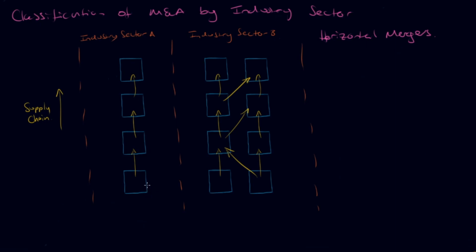So for example, this company here is a supplier of this company, and this company over here is being supplied by this company here and this company here. And it's also supplying this company. So in a way, this represents the supply chain in two different industries. For example, this could be the oil and gas industry, and maybe this is consumer products, consumer discretionary, consumer staple products or something.